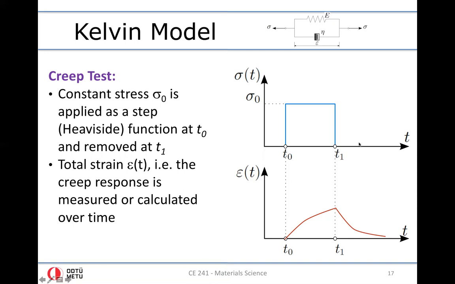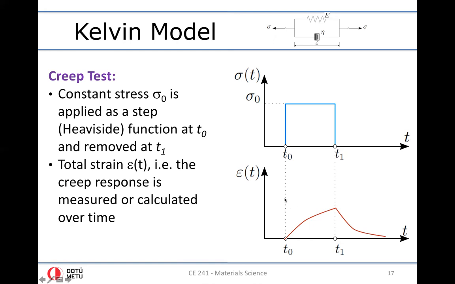If you wait long enough, in other words, if you set the value of T1 high enough, this curve will converge to a steady state value, let's say epsilon infinity. When the epsilon is constant, in other words, steady state, there will be no contribution from the dashpot, and all the stress that is applied, sigma 0, will be carried solely by the spring. Therefore, the saturated value of the strain, the steady state value for longer times of the creep, will be given by sigma 0 over E.